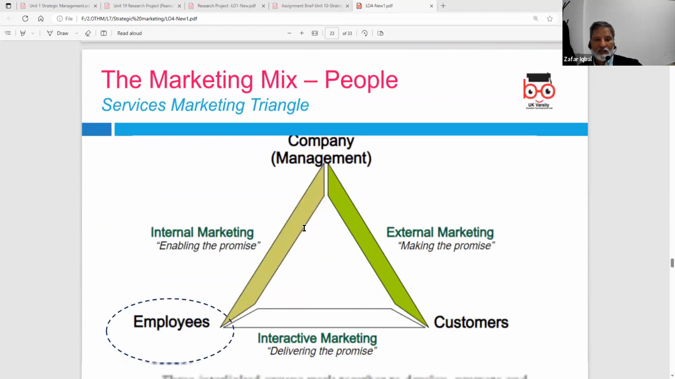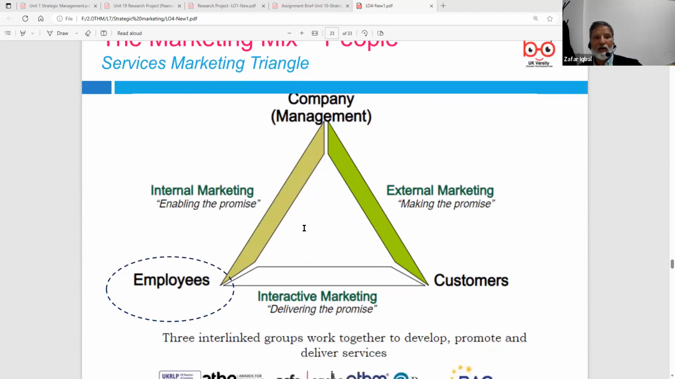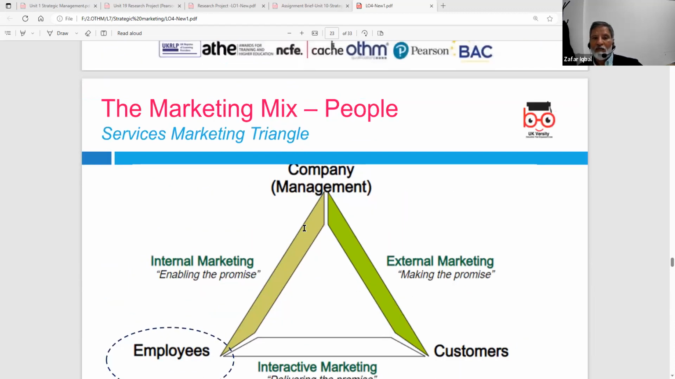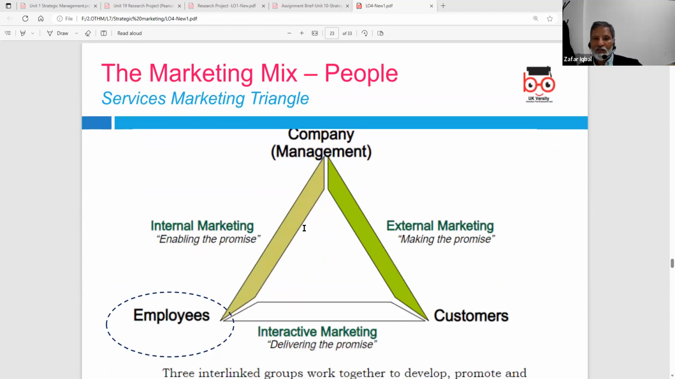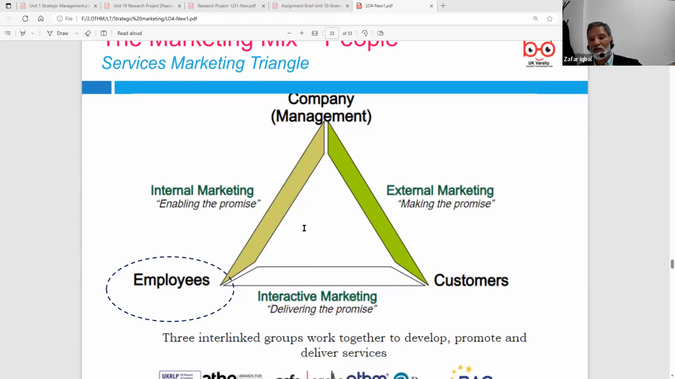Okay, so for example, when we are talking about a marketing mix, and we're talking about the people, we are talking about the management, we're talking about employees, we're talking about the customers. It's a triangle whereby everybody comes together to create an image of the organization. So for example, employees and management, they are the internal people of the organization. They are, in other words, creating internal marketing.